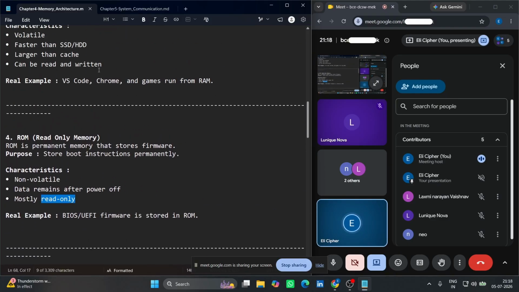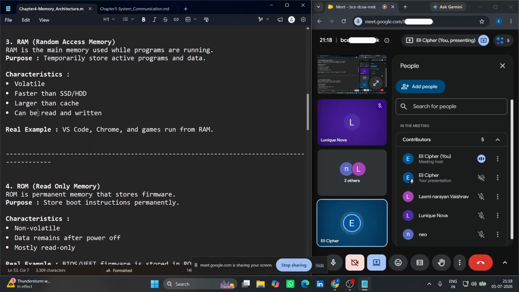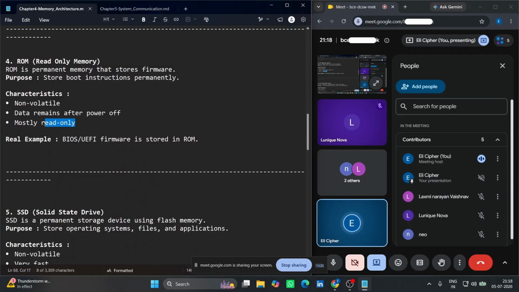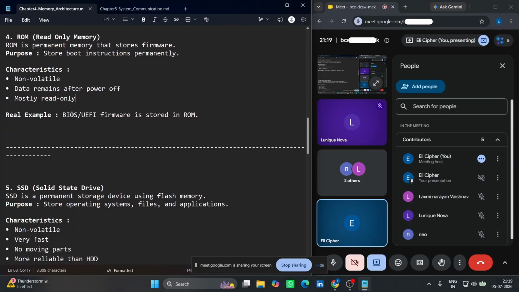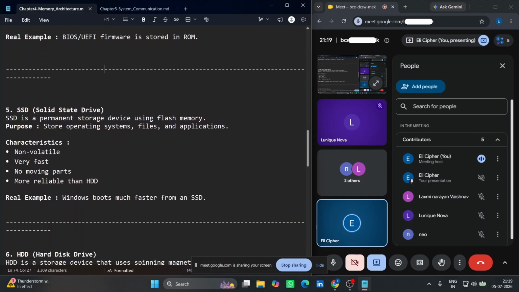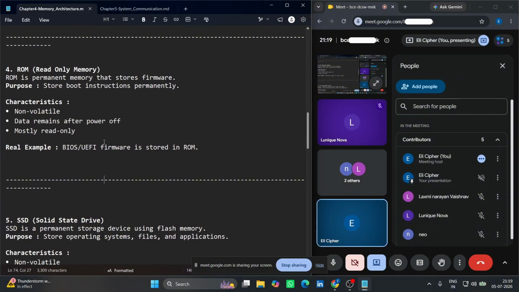And here we have discussed that RAM can be read as well as written, meaning we can make changes in the random access memory, while not in ROM, right? We can only see the ROM. For example, BIOS and UEFI are the firmware which is stored in the ROM, right? Okay, hope that the ROM purpose is clear to you all, right?